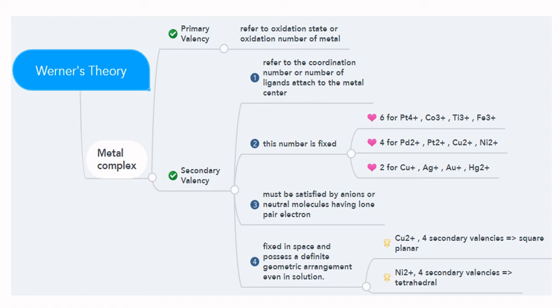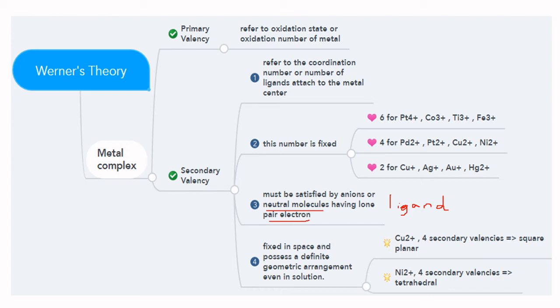So this secondary valency must be satisfied by anions or neutral molecules having lone pair electrons. This molecule is what we refer to as a ligand. So in order to form a complex, you must have a ligand, which is either a neutral molecule or an anion. The fourth point of secondary valency is that it must be fixed in space and it possesses a definite geometric arrangement even in solution.